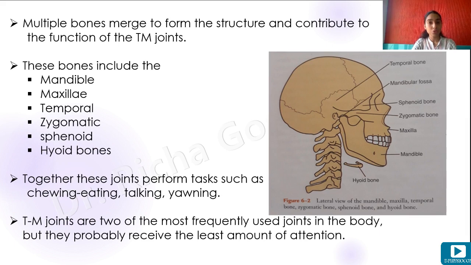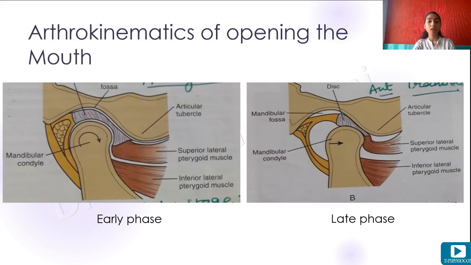Multiple bones merge to form the structure and contribute to the function of the TM joints. Together, these joints perform tasks such as chewing, eating, talking, yawning, etc. TM joints are two of the most frequently used joints in the body, but they probably receive the least amount of attention. Here in the picture, you can see the arthrokinematics of opening the mouth.